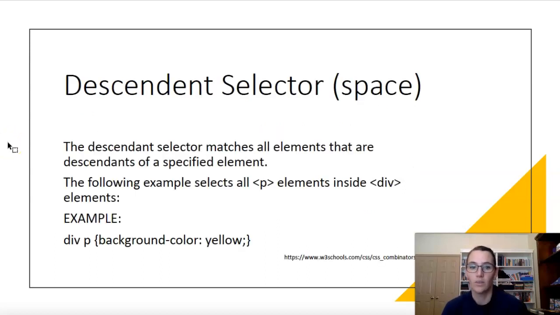Descendant selector, or the space. The descendant selector matches all elements that are descendants of a specified element. The following example selects all paragraph elements inside div elements. The example is div space paragraph background color yellow.